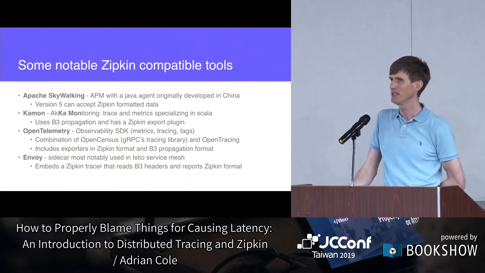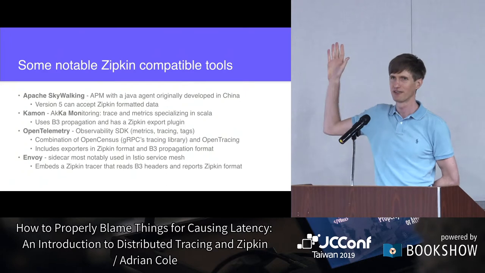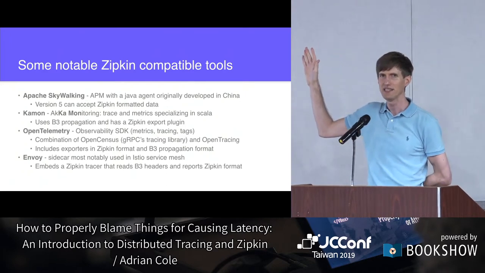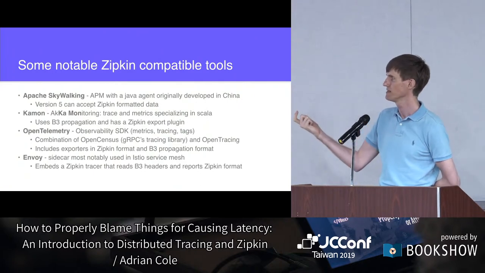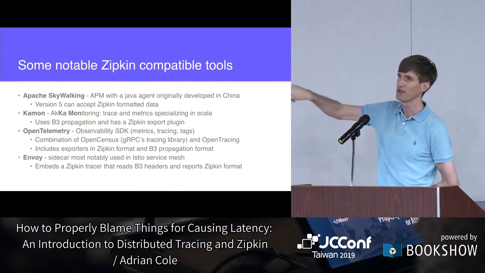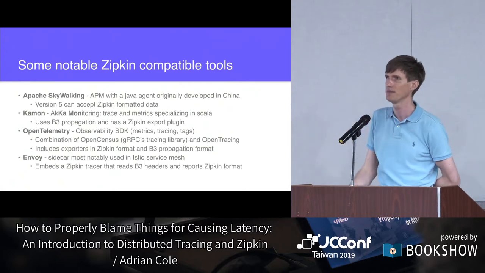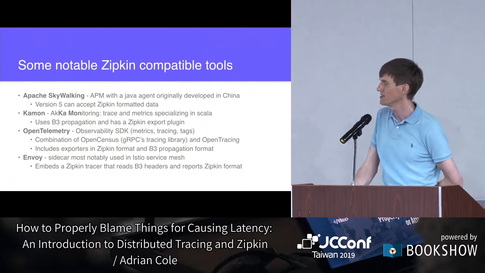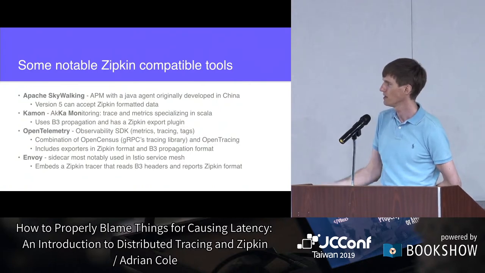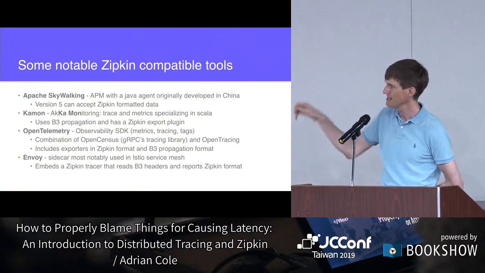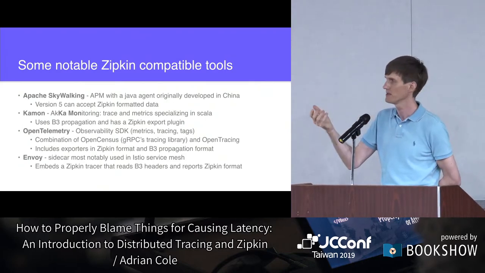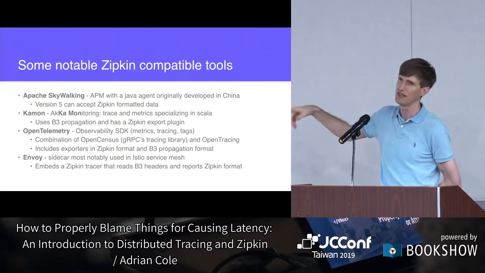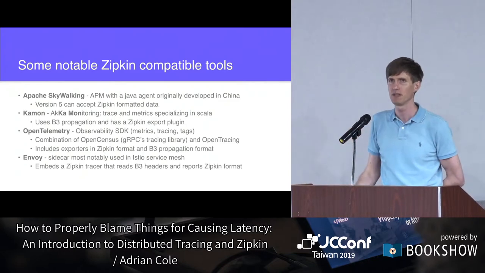How many have heard of something called service mesh or Istio or Envoy? So one of the components inside of a service mesh is doing the proxying of your network requests back and forth and doing some other things that are fancier than that. Sidecar. Envoy is one component of Istio. Inside of there, it has its own little Zipkin tracer. It also has other tracers, but that will send the B3 headers and also the Zipkin format.